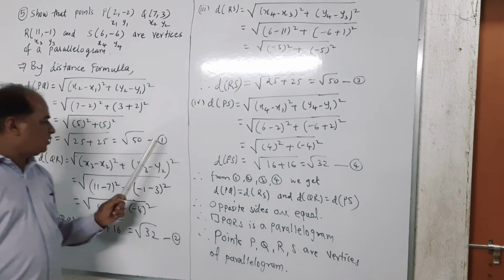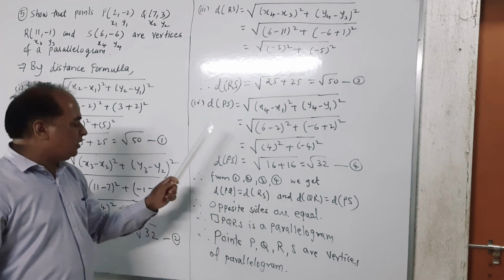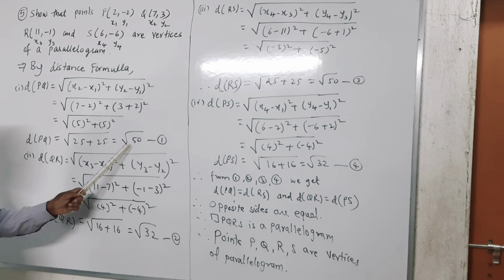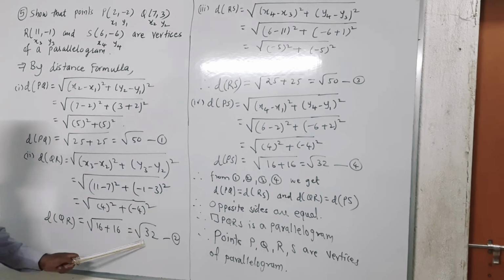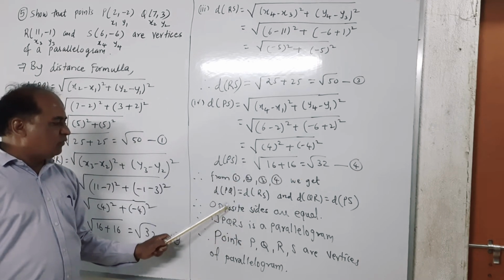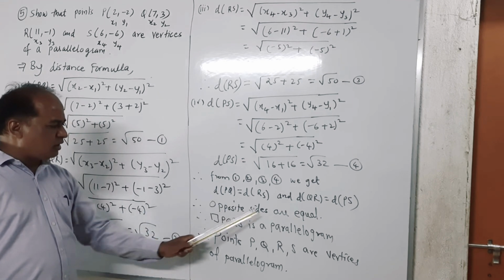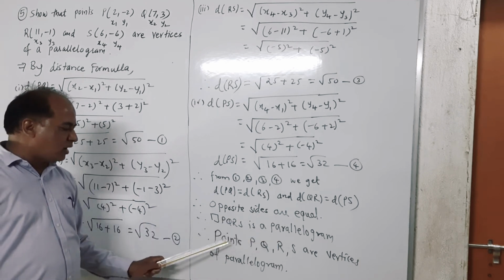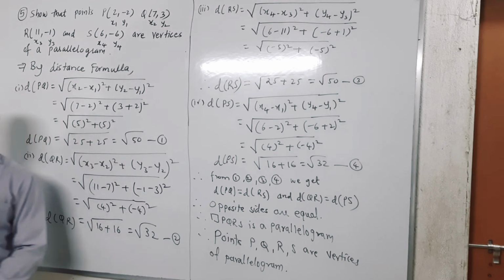So from the first, second, third and fourth we get that distance PQ is equal to distance RS, root 50, and distance QR is equal to distance PS, that is root 32. Therefore, here opposite sides of this quadrilateral are equal. If opposite sides are equal, then the quadrilateral PQRS is a parallelogram. Therefore, PQRS are the vertices of a parallelogram.